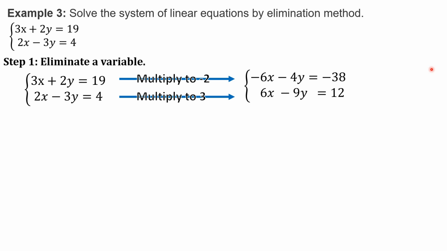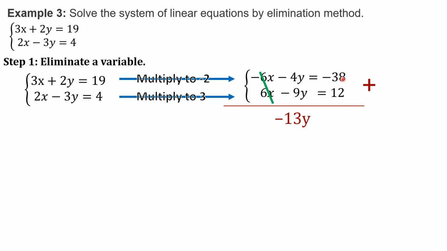So now, as you can see, the coefficient of the variable x are the same, and they have different sign. We may now proceed in adding them. Negative 6x plus positive 6x will be cancelled since it will give us the result of 0. Then, negative 4y plus negative 9y will give us negative 13y.